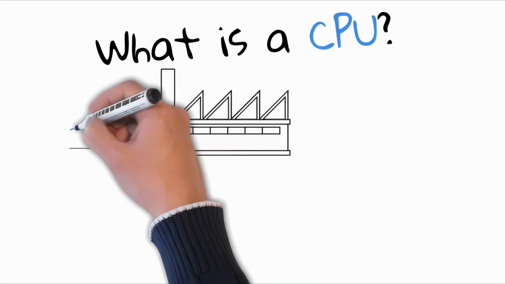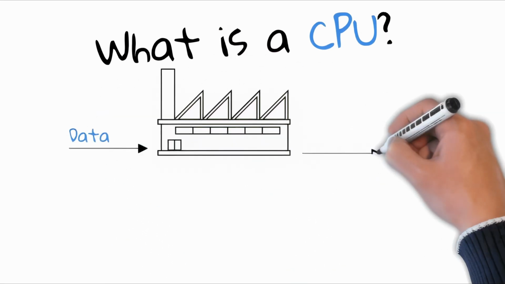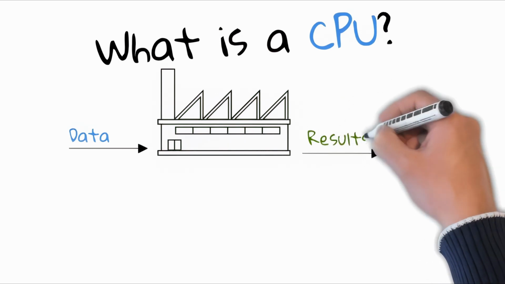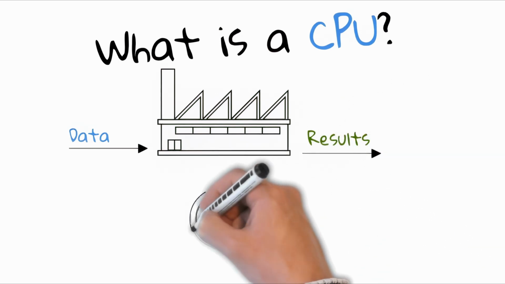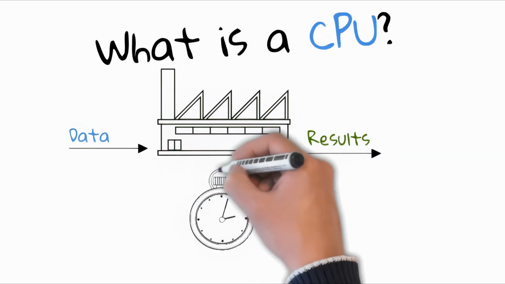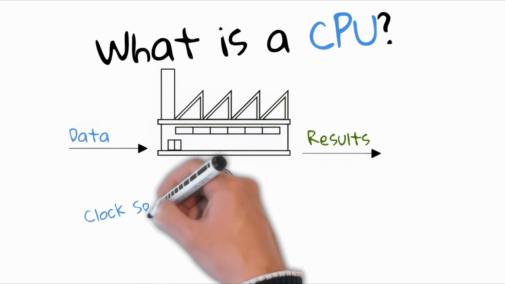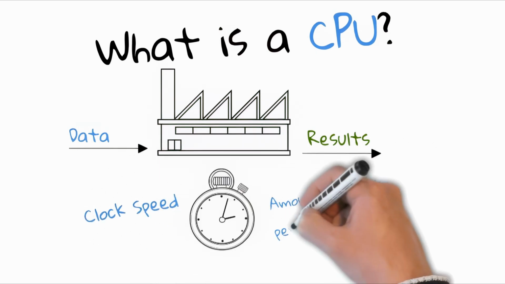And those are the basics of a CPU. A CPU is a little factory that takes data and performs calculations, then returns the results. The performance of a CPU is measured by the speed of its clock and the amount of work it can do in 1 second.